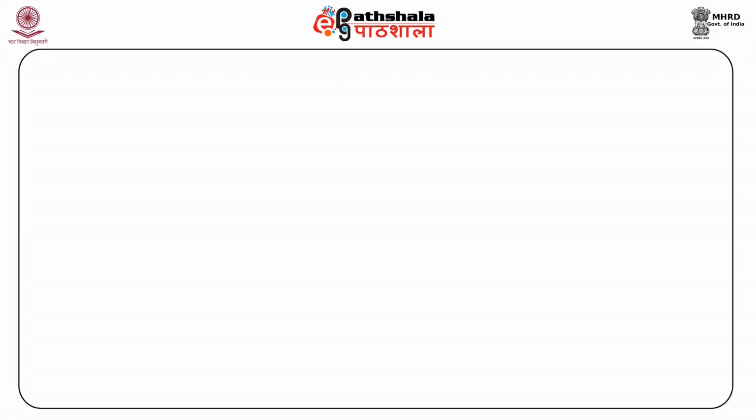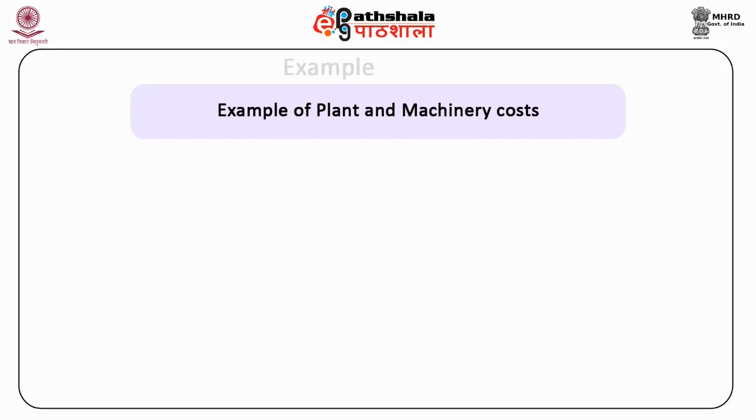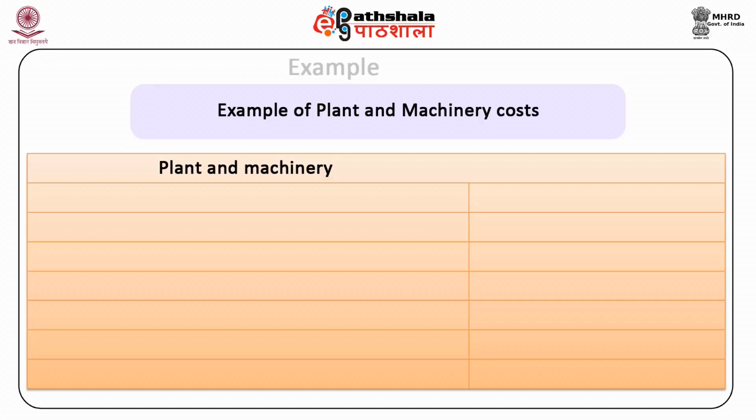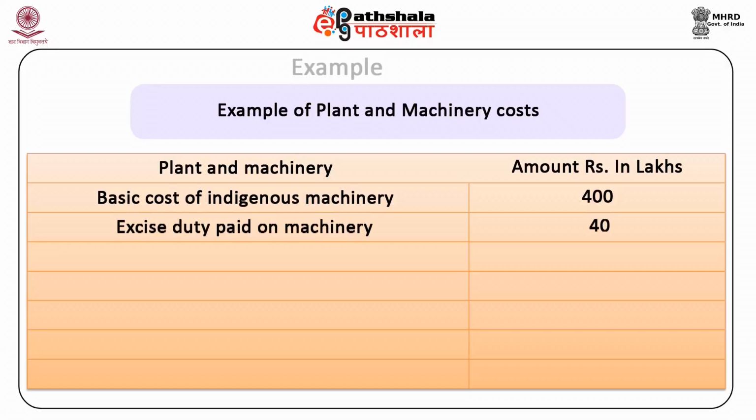Example 1. XYZ Limited is interested in setting up a new unit for which they want to ensure the amount of total expenditure in plant and machinery. They come across a consultant who handed them the list of following costs related to the project. Plant and machinery indigenously procured rupees 400 lakhs. An excise duty of 10% shall be paid in addition to the cost of machinery, and installation charge of rupees 10 lakhs have to be borne by the purchaser.